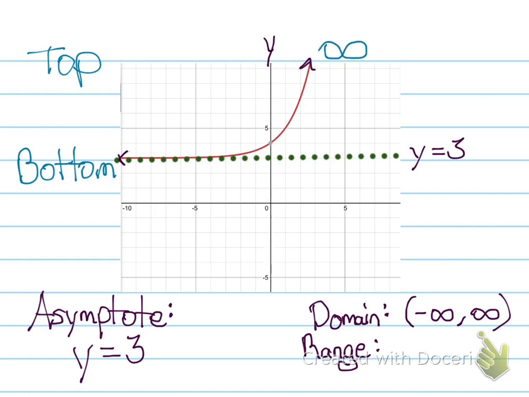So my range is going to be from my asymptote to infinity, which is going to be 3 to positive infinity. And you always put a bracket next to the number and parentheses for infinity. Let's look at another example.